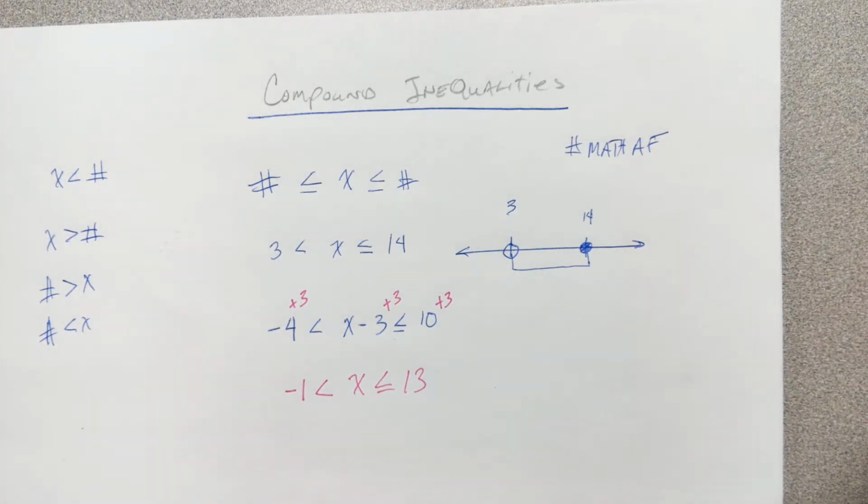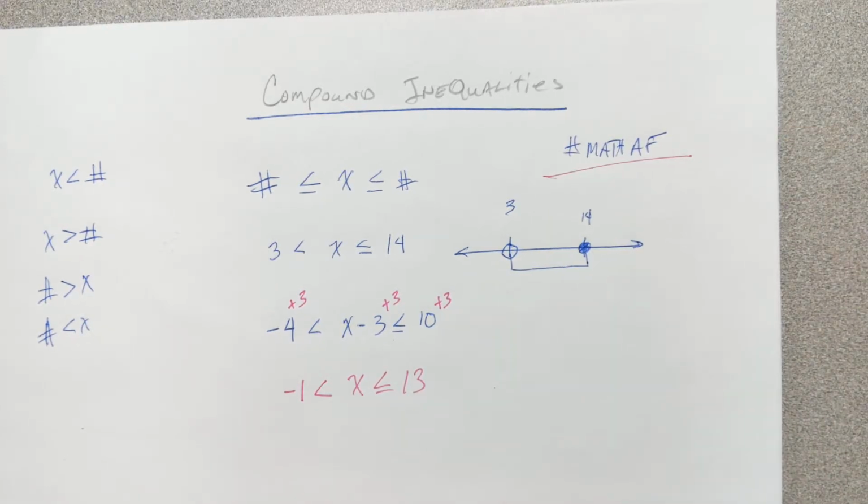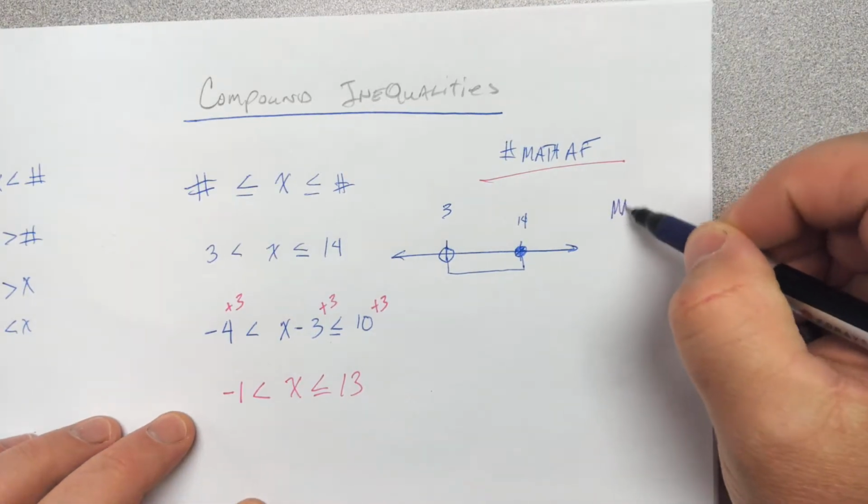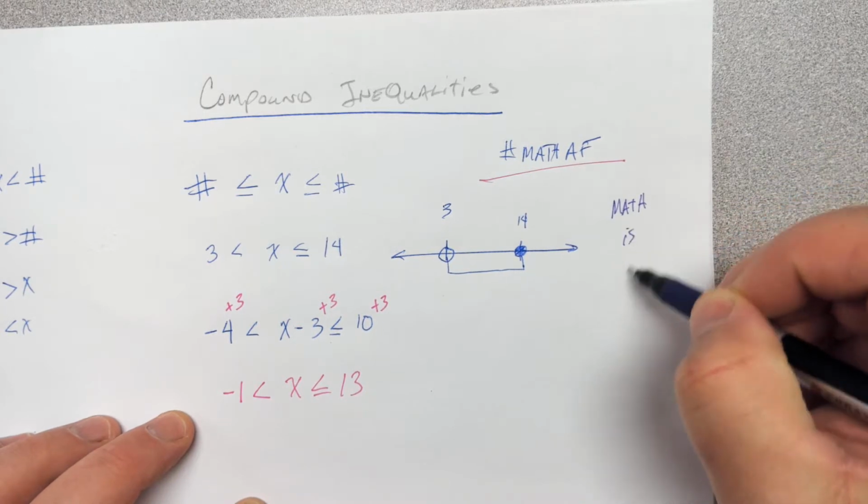What do you think, Evelyn? Bad donkey? Yeah. Math AF? Yeah. Hi. Yep. I'm going to get those shirts. Math AF. It's going to be awesome. Math is lit.